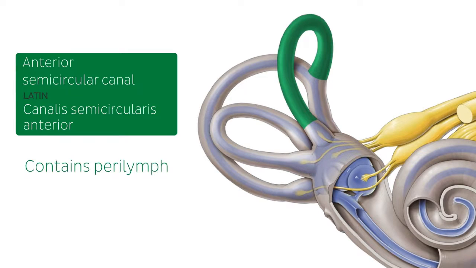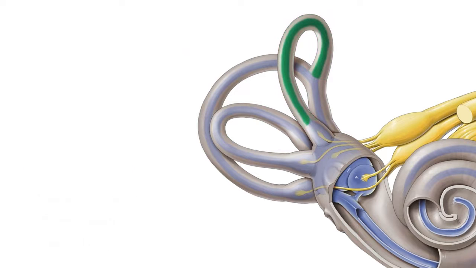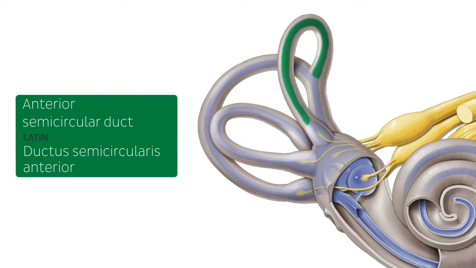The first of the 3 semicircular canals that we'll look at is the one here highlighted in green, the anterior semicircular canal. The function of the vertically orientated anterior semicircular canal is to detect rotations of the head in the sagittal plane. It is connected with the posterior semicircular canal via the common crus, which we will be discussing later on in this tutorial. Each of the 3 semicircular canals contains a membranous semicircular duct.